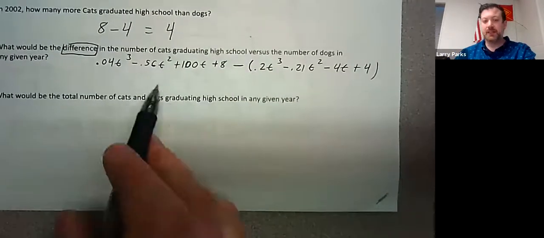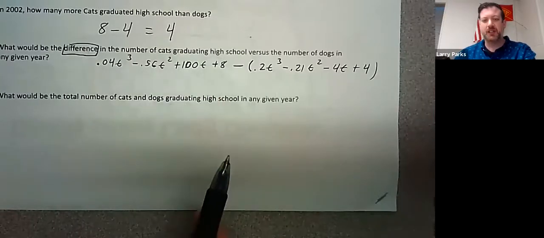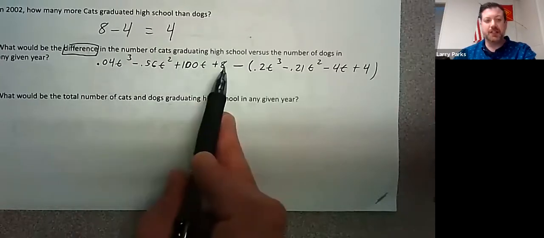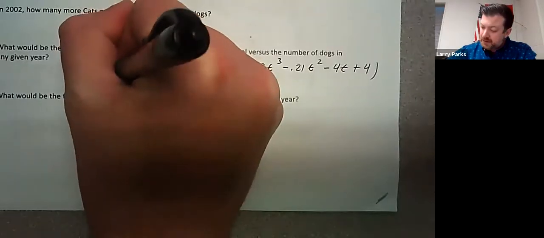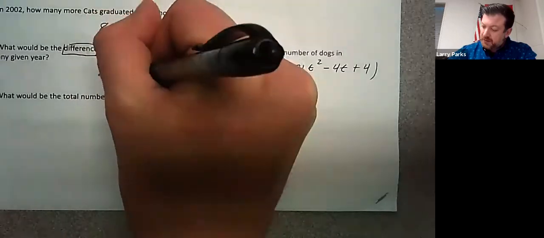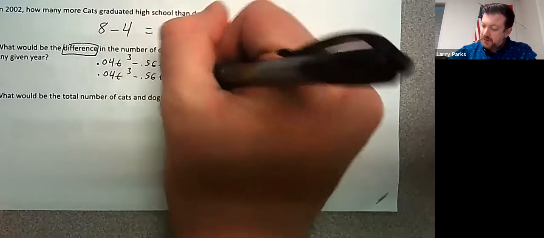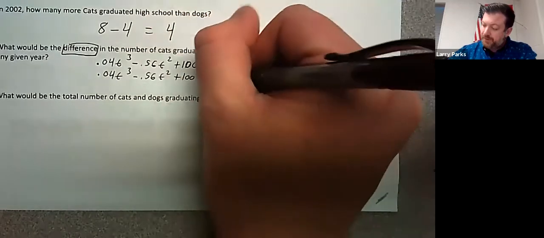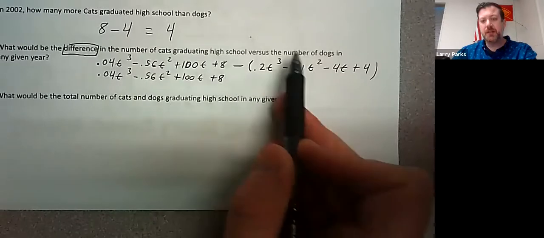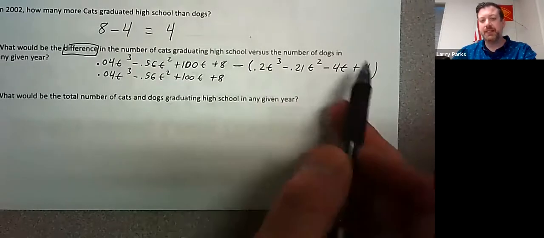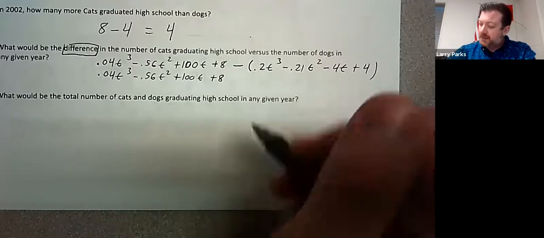Okay, so all I did was do cats minus dogs because they said what's the difference in cats versus dogs. From here, I could just copy that part down again. Remember, when you're subtracting, you distribute the minus, so it negates everything. That's going to go negative, positive, positive, negative. So I'll do that real fast.